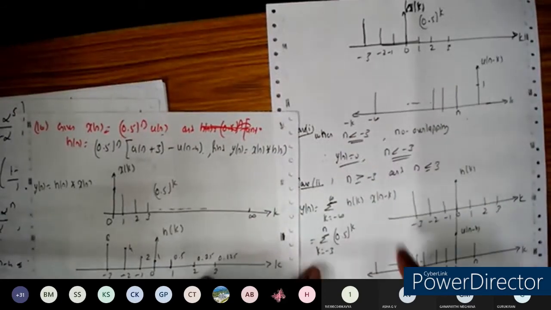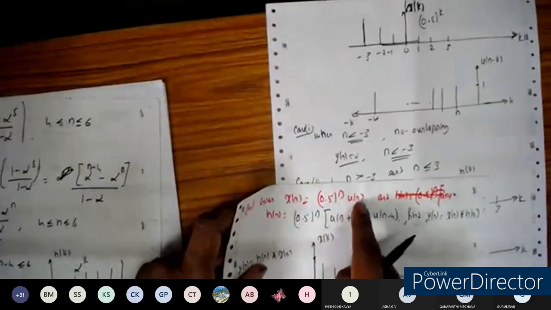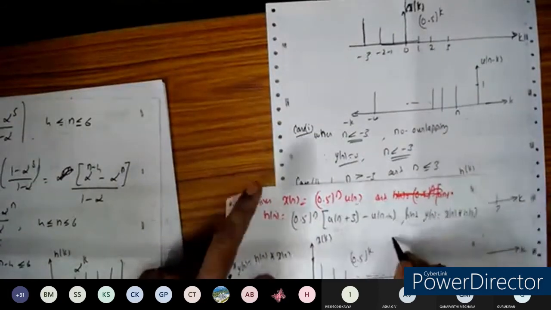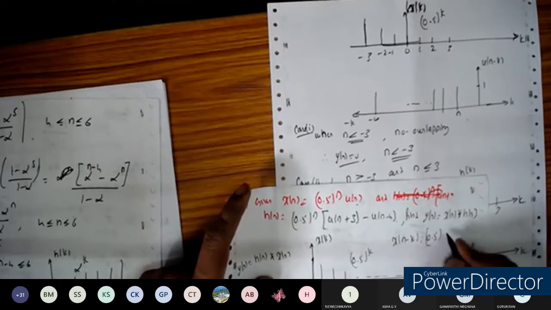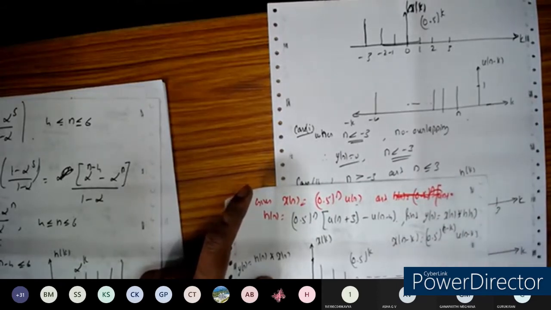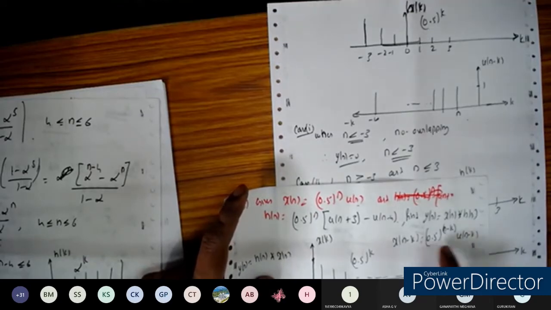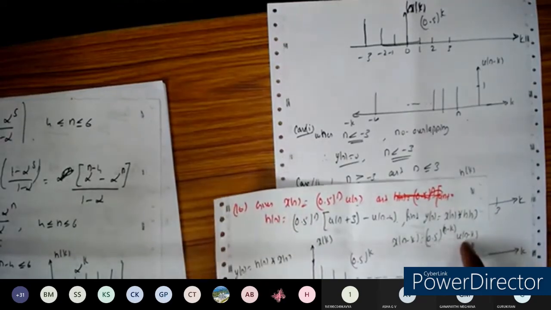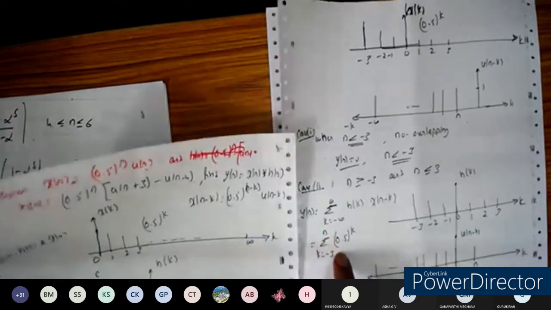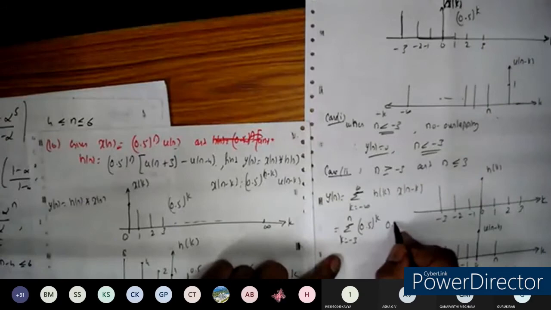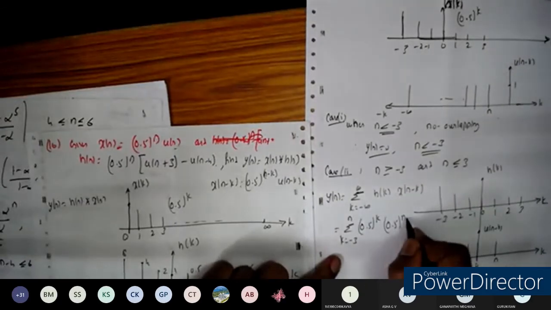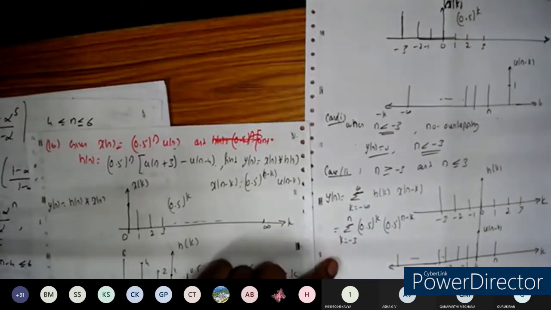0.5 to the power of k, and x of n minus k is nothing but, since x of n is equal to 0.5 to the power of n into u of n, x of n minus k is 0.5 to the power of n minus k into u of n minus k. I am substituting that because u of n minus k is reflected in the limits of the time duration. So x of n minus k is 0.5 to the power of n minus k.